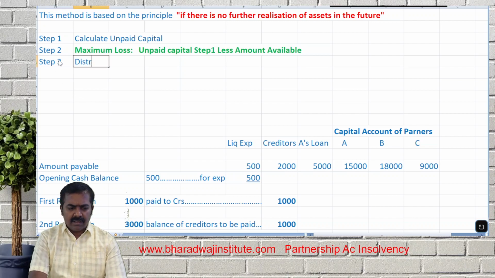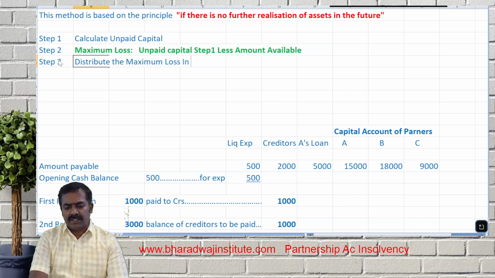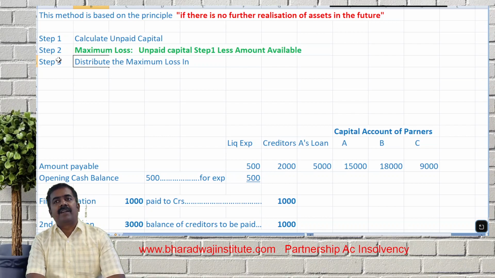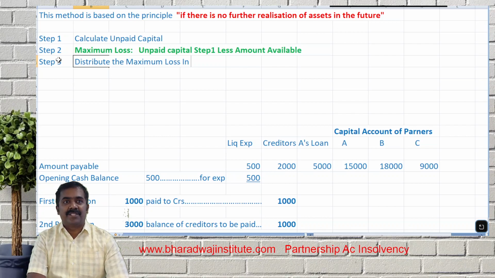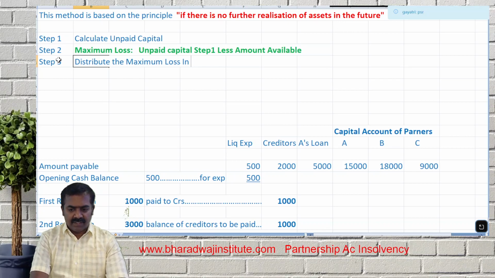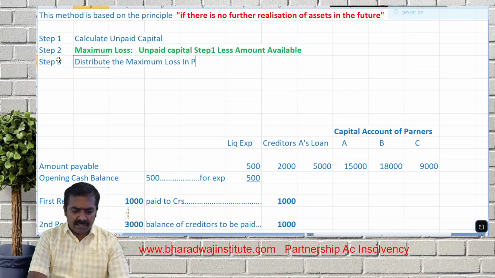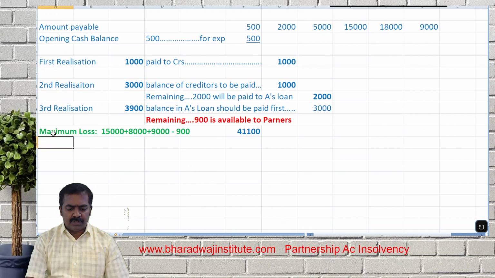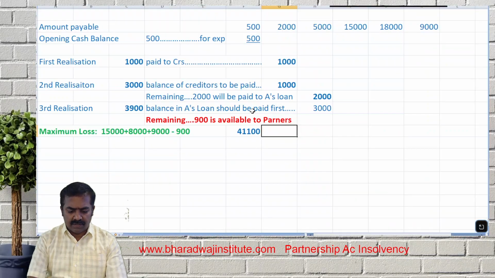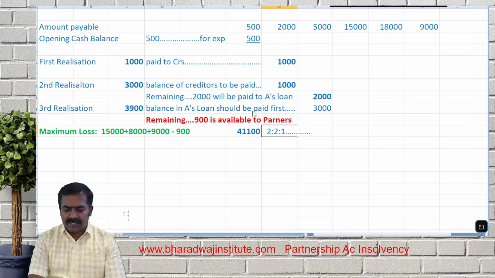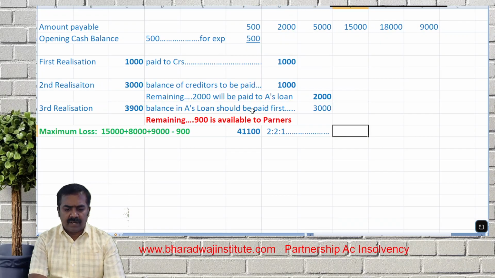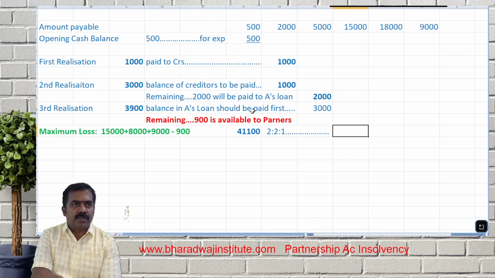Step 3. Distribute the maximum loss. The realization loss will be shared by partners in which ratio? Profit sharing ratio. Yes. Distribute the maximum loss in profit sharing ratio. Now, distribute this 41,100 in which ratio? What is the ratio in this question? 2:2:1. Distribute amongst the partners in the 2:2:1 ratio. 41,100 in 2:2:1 ratio.